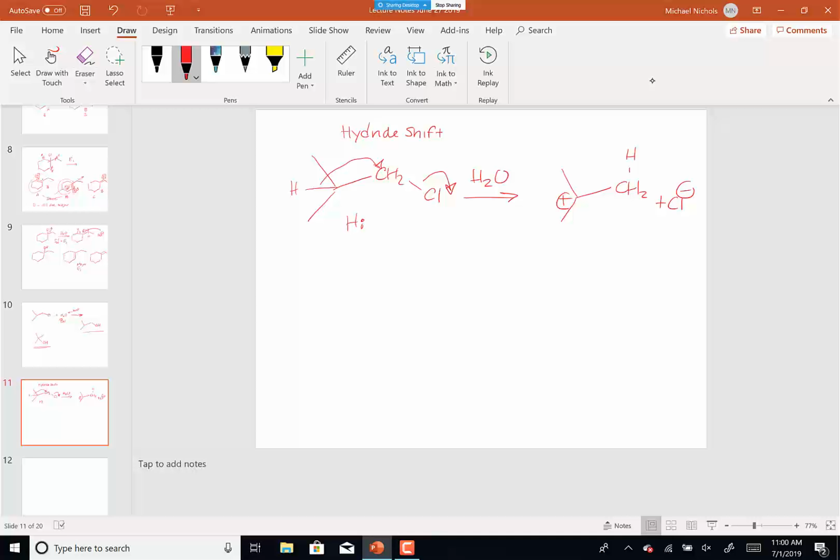So the molecule says, okay, you're not going to let me form a primary carbocation. If I have enough energy, I can do this, and I can form a nice stable carbocation.